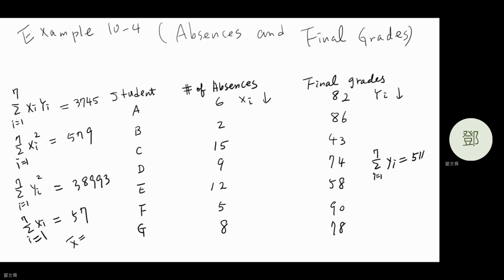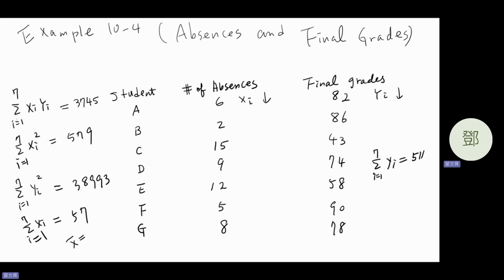50 times. That's so many. 50 times. And what is his grade? 43. No wonder he or she deserves it. That's so low. Okay? And the fourth is 9 times, and the final grade for him or her is 74.